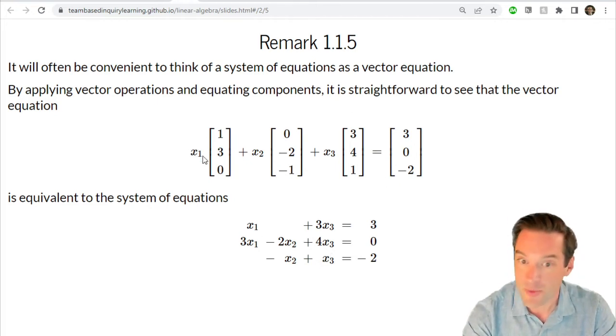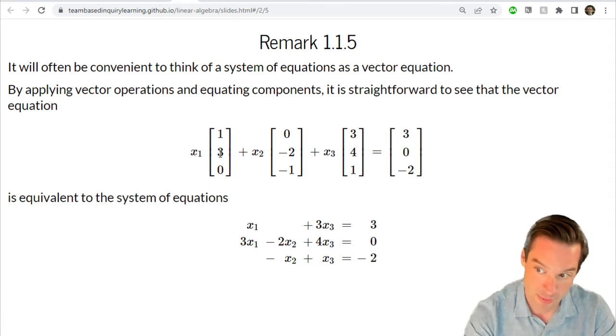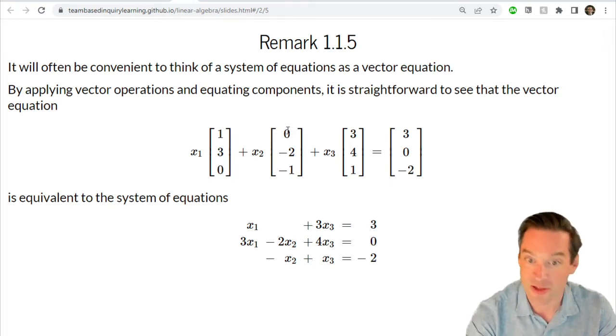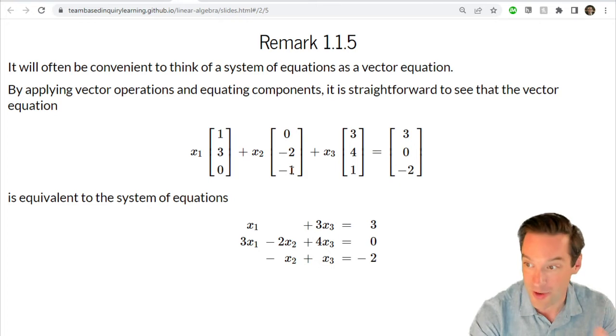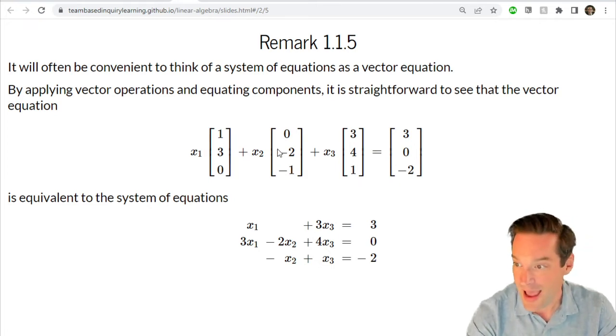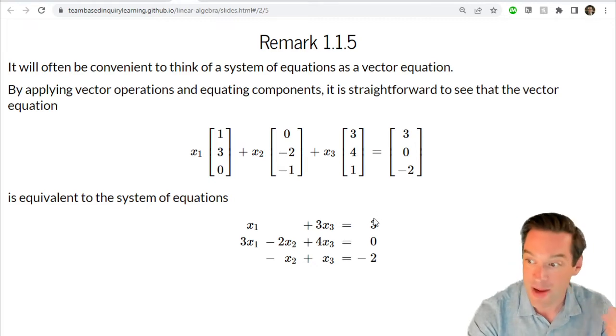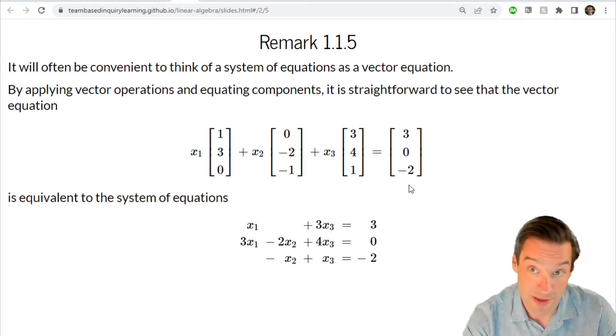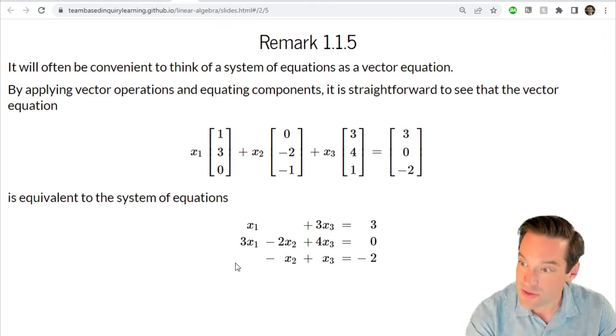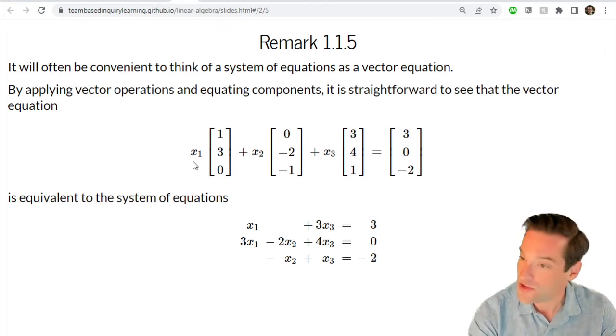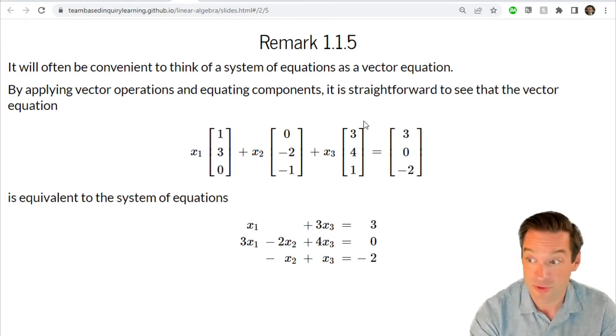So that this equation up here, if I multiply x1 by this vector, I get 1x1, 3x1, 0. If I multiply x2 by this vector, I get 0, negative 2x2, negative 1x2, and then x3 likewise. And if I add those vectors together, I'm just adding them one component at a time, right? So I add all the first components together, I add all the second components together, and the third components together, and my right-hand sides are also packaged into a vector. So we can view any linear system of equations as a question about these four vectors: 1, 3, 0; 0, negative 2, negative 1; 3, 4, 1; and 3, 0, negative 2.